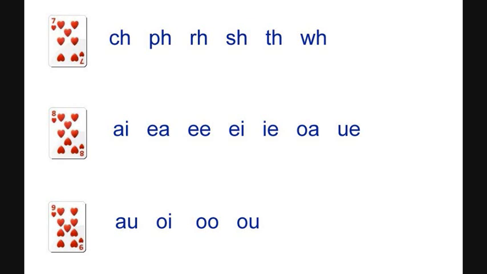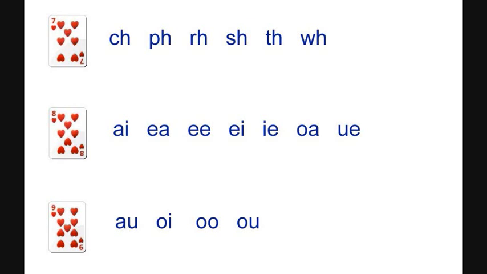If the letters E and I are together in a word, the I usually comes first. But after a C, the E comes first. Some people remember this by saying, "I before E, except after C." There are some combinations of vowels that do not follow this rule.